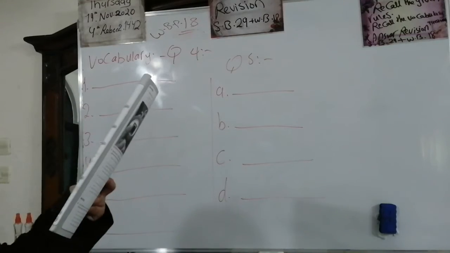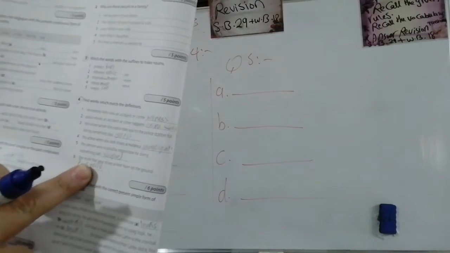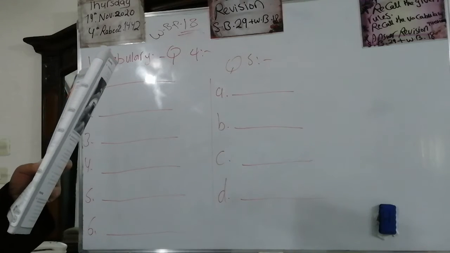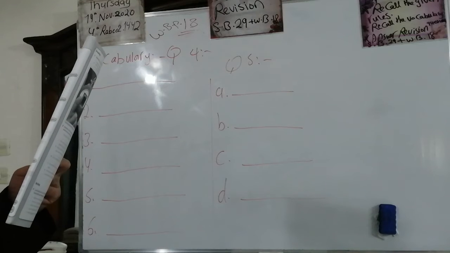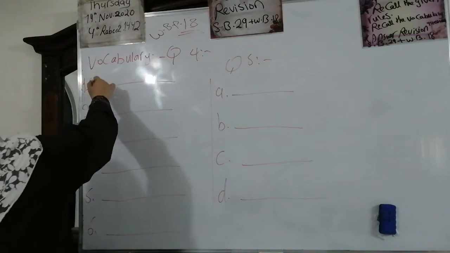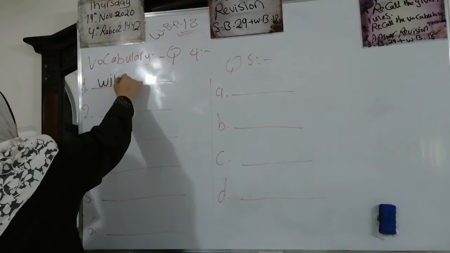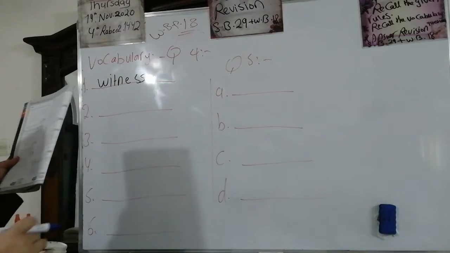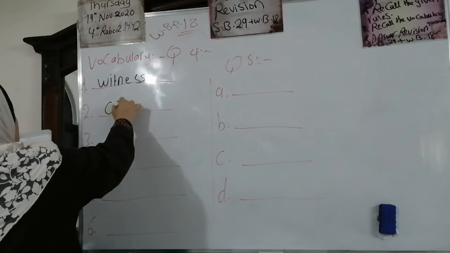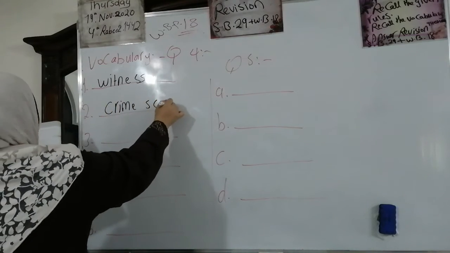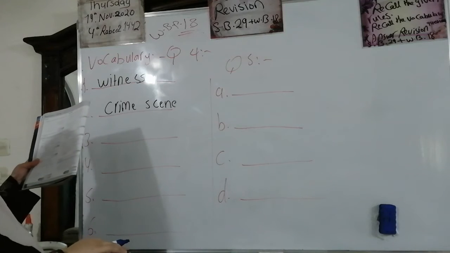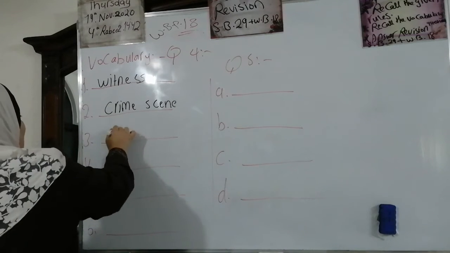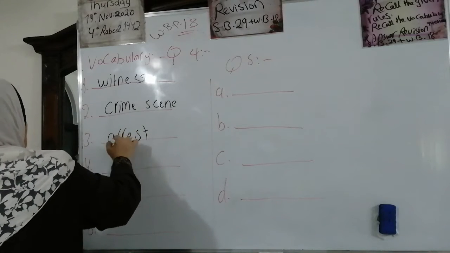Now let's move to question number 4. Vocabulary here. Number 4. Find words which match the definitions. Number 1, somebody who sees an accident or crime. Of course, it's what it is. Witness. 2, place where an accident or crime happens, which is crime scene. Okay, crime scene. Number 3, the action when the police take you to the police station for doing something bad, which is arrest. If you remember the word arrest.